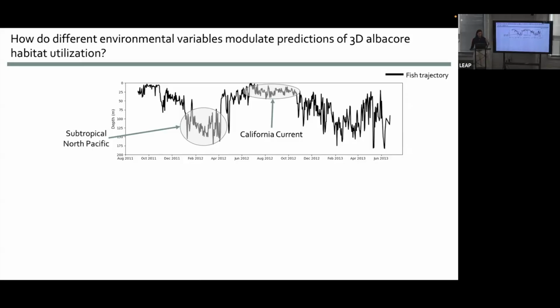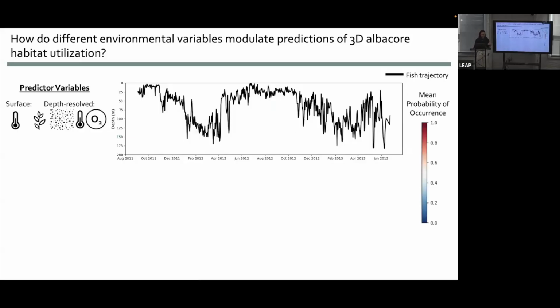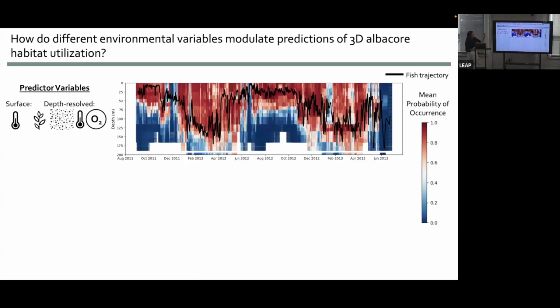We can plot the modeled predictions of probability behind this fish track, and we see that the model does a pretty darn good job of predicting where, on average, the fish tends to reside in the water column. Mind you, this fish track was left out of the training of this model. The model has not seen this specific fish track before.